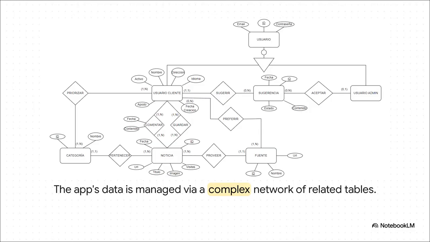In this slide, this gives you a little taste of that complexity. This is what's called an entity relationship diagram. Now, you don't need to understand every little box and line here. The key takeaway is just to see how all the different pieces, like the user, the news, the category, are all connected. It's a complex web of data that has to work perfectly for the app to do its job.